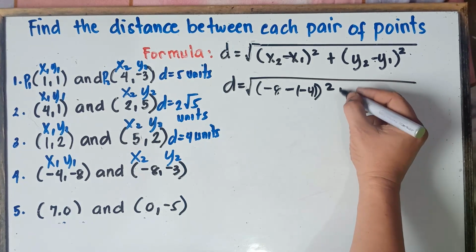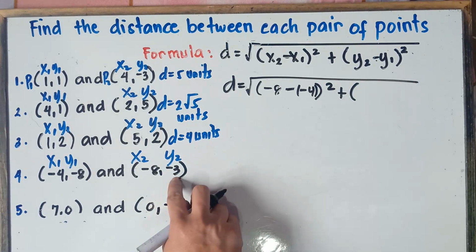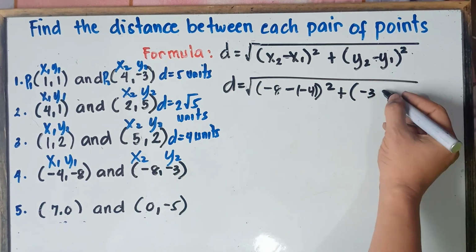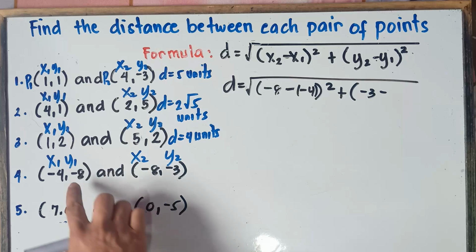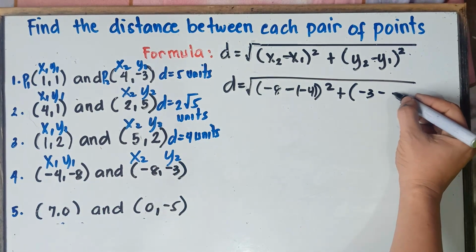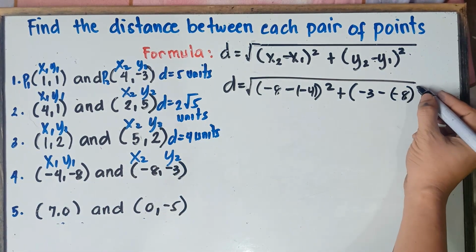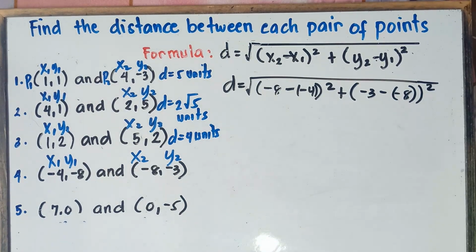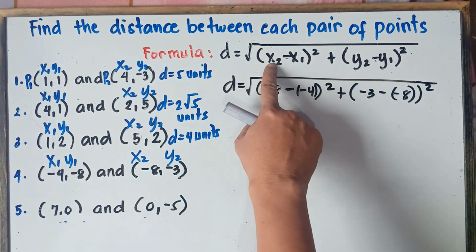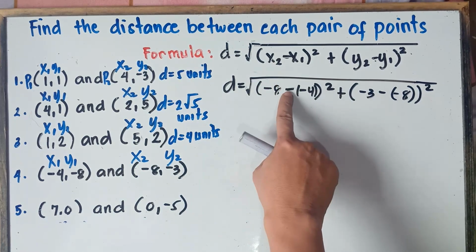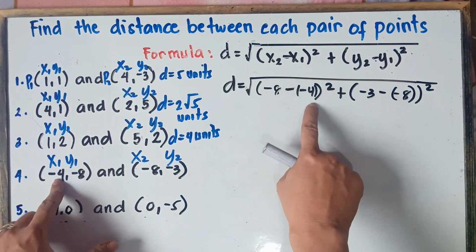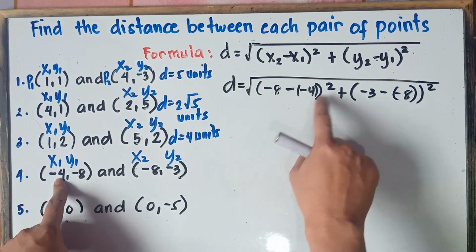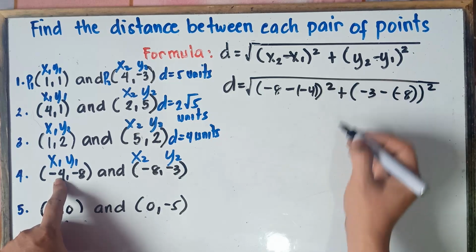And then, copy plus sign. Y sub 2 is negative 3. Copy minus sign. Y sub 1 is negative 8. We need to put another parenthesis and then close parenthesis and then squared. Once again, class, I hope you're not confused. X sub 2 is negative 8. Copy minus sign. X sub 1 is negative 4. Therefore, we need to put parenthesis, close parenthesis, and then squared.